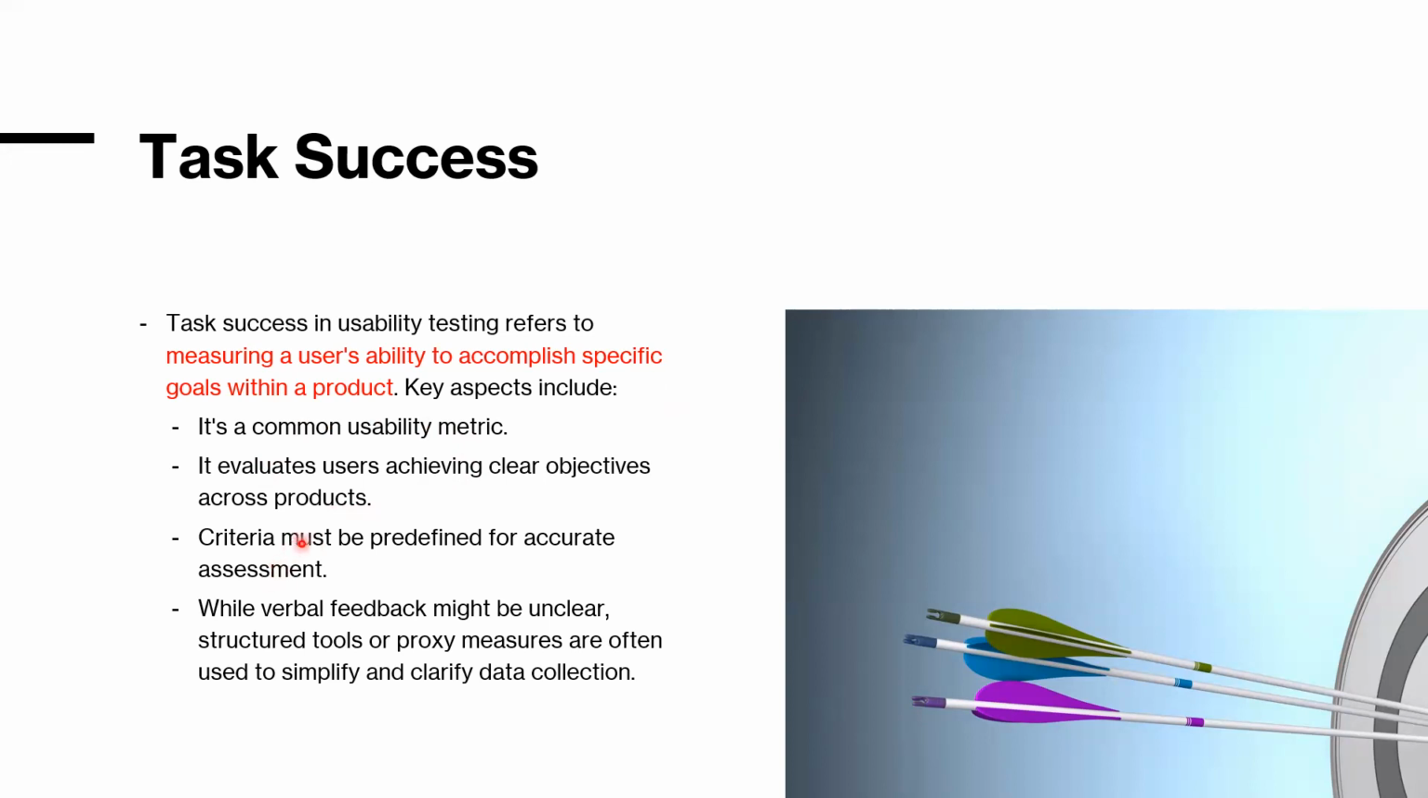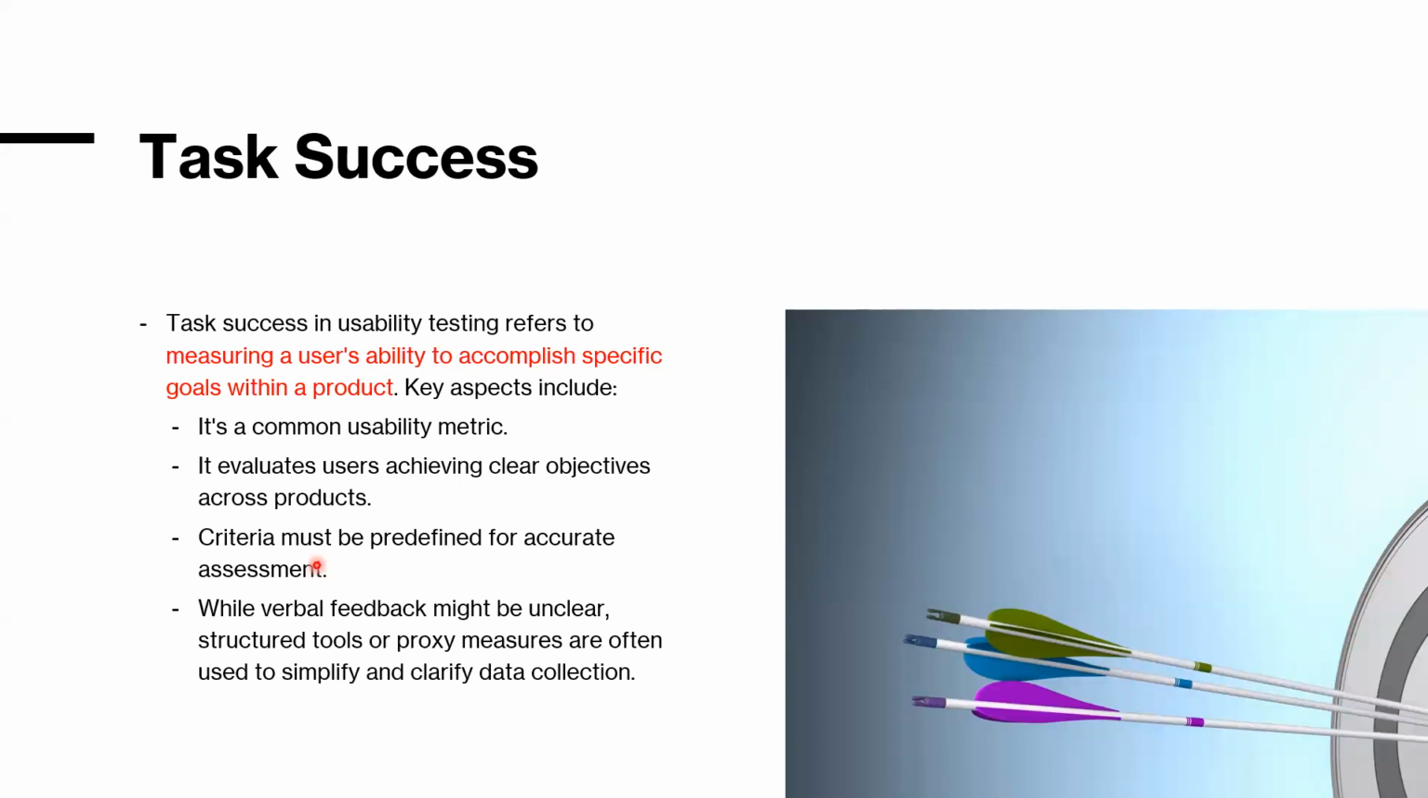A very important step here is the criteria, right? So what are the criteria that you define? You must predefine all these criteria for accurate assessment, right? How will you define this success, right? For example, as I mentioned, an e-commerce website. The user will start logging in, browsing the products, all the way to checking out and payment, right? So how will you do the assessment in terms of task completion, right?